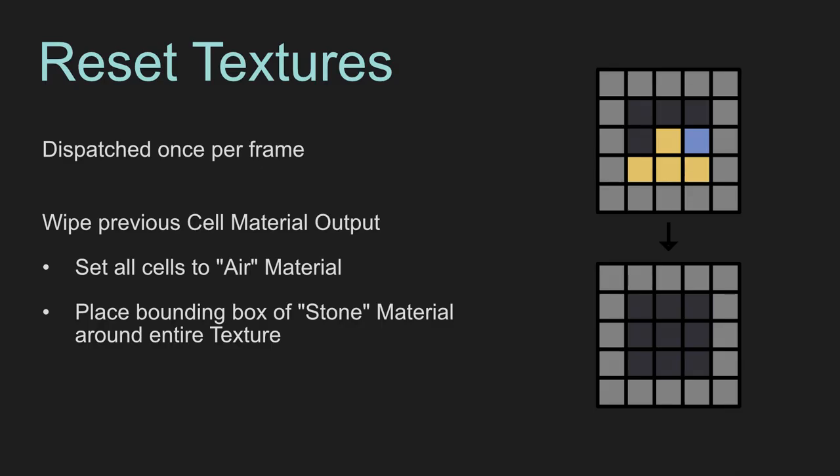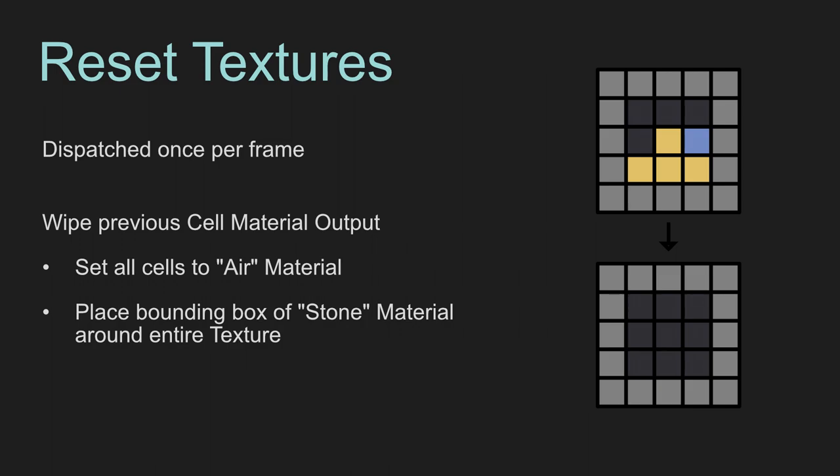Now back to the 9 kernels. They are in order of execution. Reset textures. This wipes the previous frame's input cell material texture to a blank state. This is not as simple as just zeroing out all the values, since in this simulation, empty cells are actually filled with air, a material with specific properties.